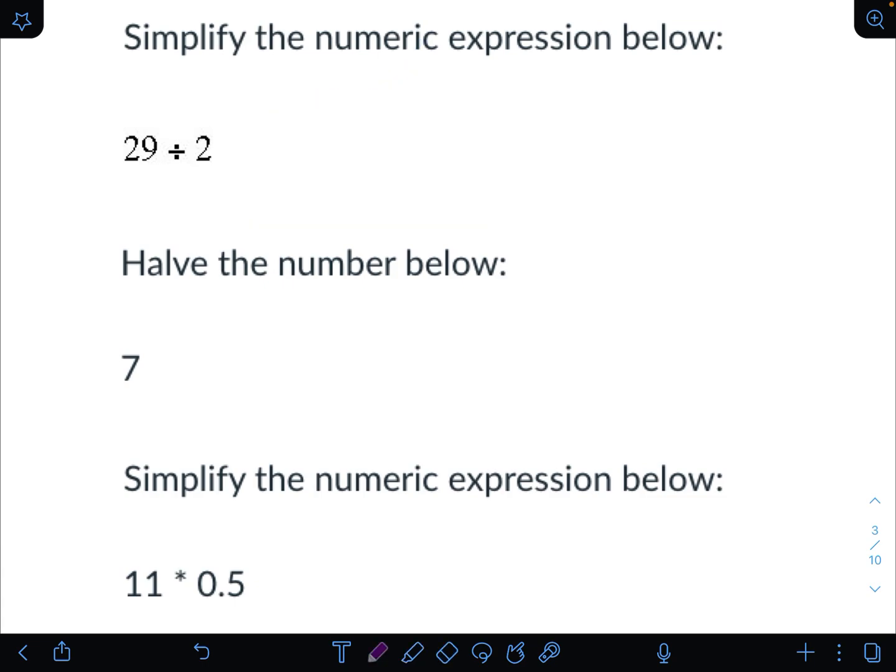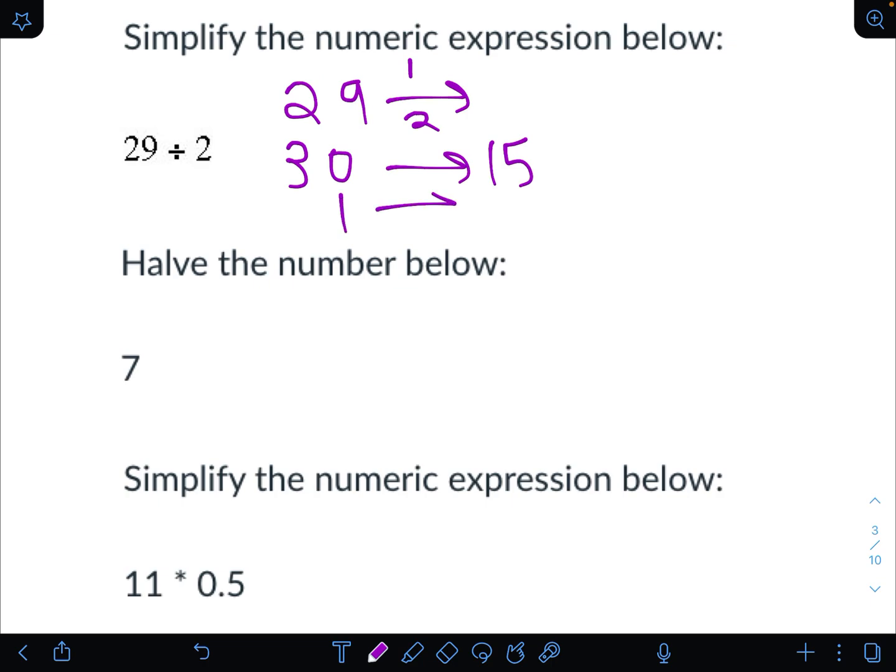You can use the same way that we talked about doing half of even numbers. So let's take a look. Let's say we want to know what half of 29 is. Well, I don't know what that is. But I can tell you easily what half of 30 is. Half of 30 is 15. And 30 is just 1 away from 29. And what's half of 1? Well, that's 0.5, right? It's 0.50.